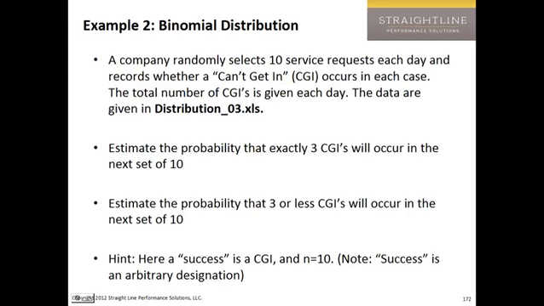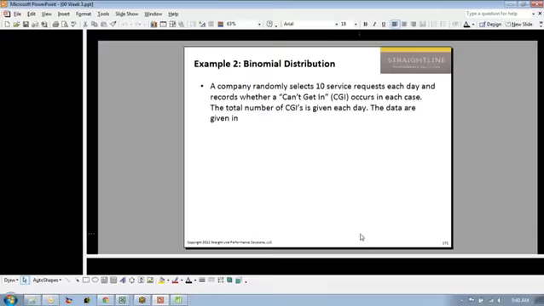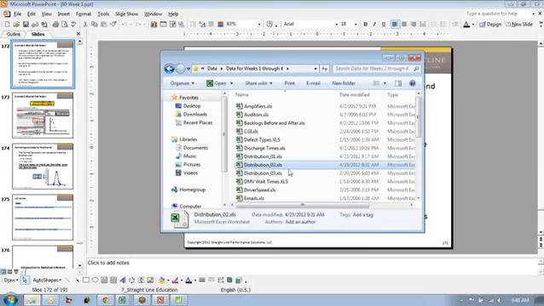Let's go back to an example. Here we have a company that selects 10 service requests each day and records can't get ins (CGIs). The total numbers are given each day, so they do 10 a day. I want to estimate the probability that exactly 3 CGIs will occur in the next set of 10, and the probability that 3 or less CGIs will occur in the next set of 10. Those are the two questions. Here a success is a CGI. Let's take a look at that.